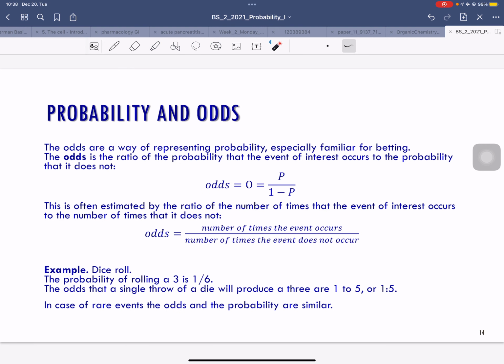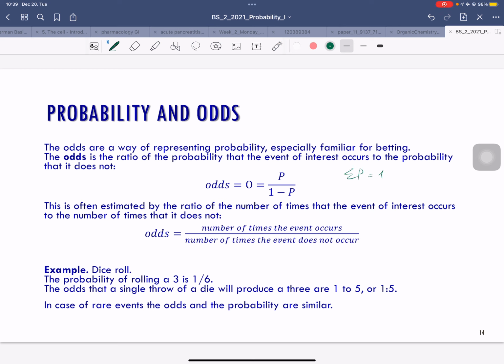Now we go to the probability and the odds. What are the odds? The odds are a way of representing probability, especially familiar from betting. For example, the odds are the ratio of the probability that the event of interest occurs to the probability that it does not happen.